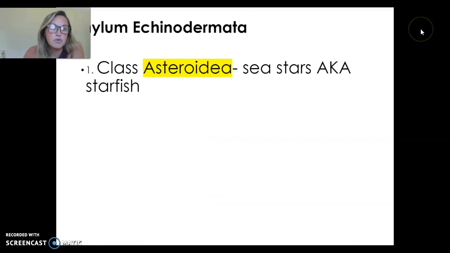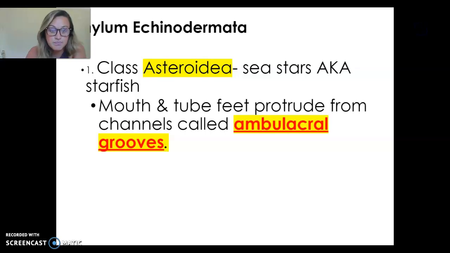All right, so we're going to go through a few different classes. The first class that we're going to look at is actually the most common and almost the easiest to remember, because its name is exactly what that organism is. So class Asteroidea, think asteroid, think stars, is actually our starfish or our sea stars.